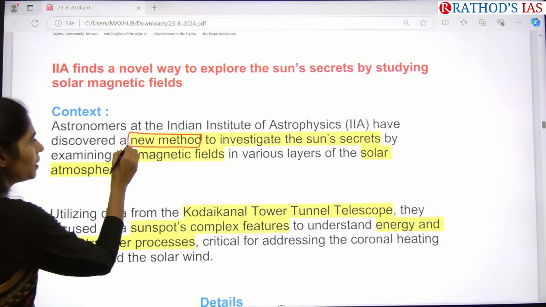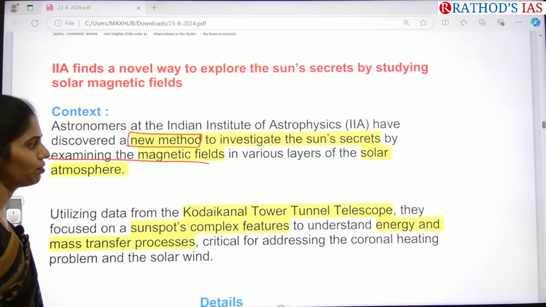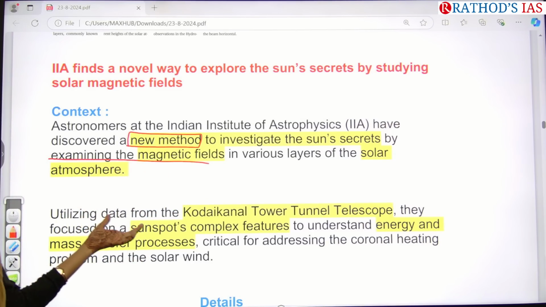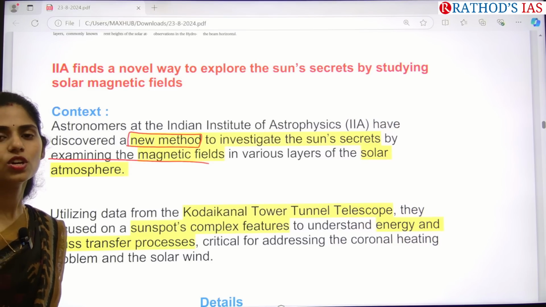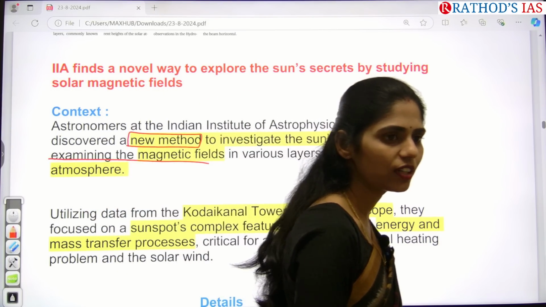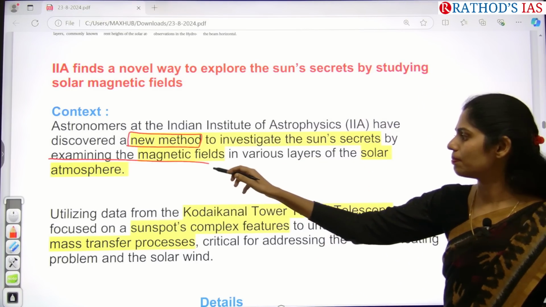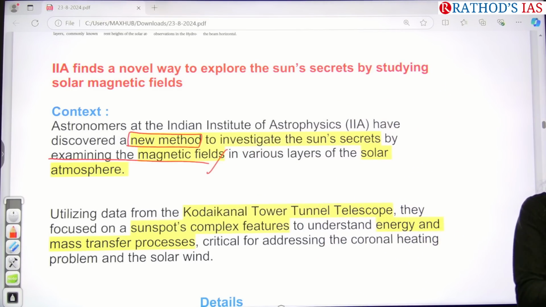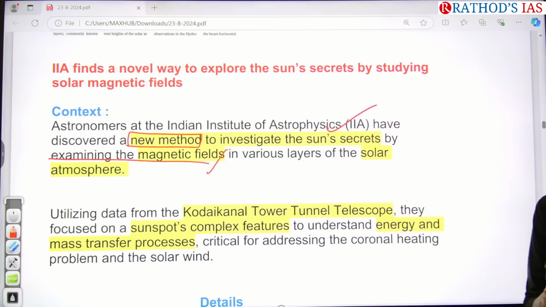This new method focuses on investigating the sun's secrets by examining the magnetic fields in the different layers of the solar atmosphere. In the solar atmosphere, we have three layers: photosphere, chromosphere and solar winds. By identifying how the magnetic fields differ from one layer to another, they are going to investigate the secrets of the sun.